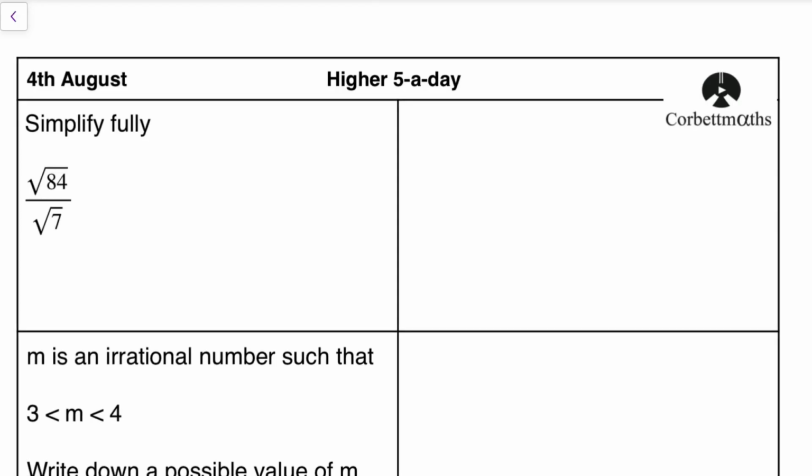Let's just go straight to the first question. Simplify fully. Now, there's two ways of doing this question, actually. The first one is you try and simplify root 84. So take out a 4, do some cancelling. That's fine. Nothing wrong with that whatsoever.